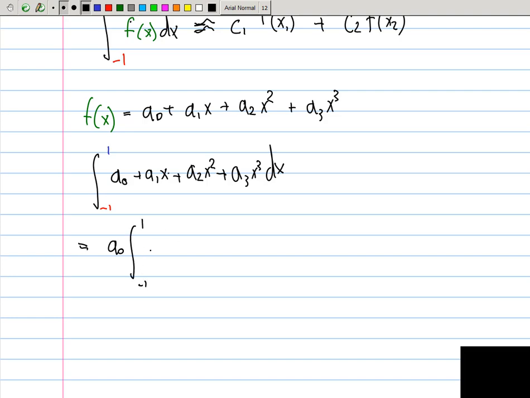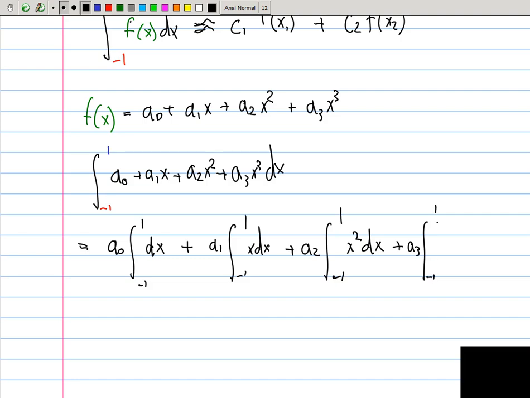I'm going to leave these just in black because it's going to be quicker. a0 plus a1 integral -1 to 1 of x plus a2 integral -1 to 1 of x squared dx plus a3 integral -1 to 1 x cubed dx. And that is just breaking up according to our laws of calculus and how we can subdivide a polynomial in terms of calculus. Now, remember what we were saying where we were approximating it earlier.